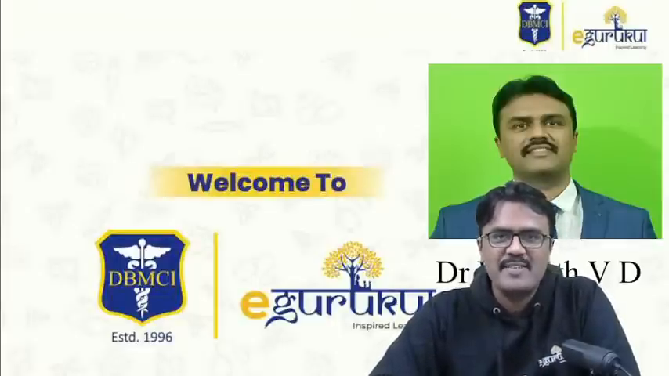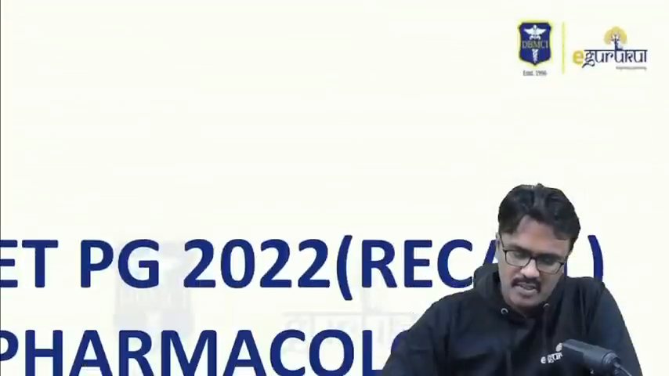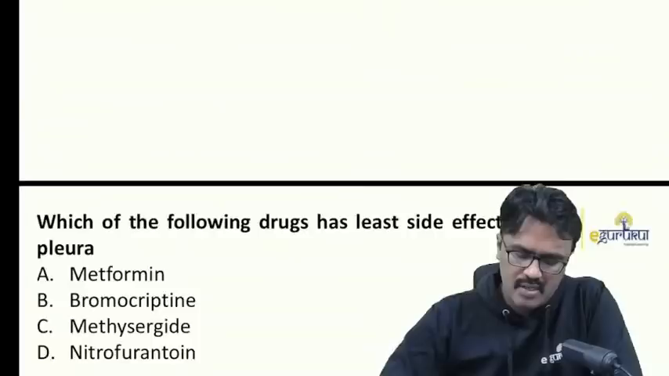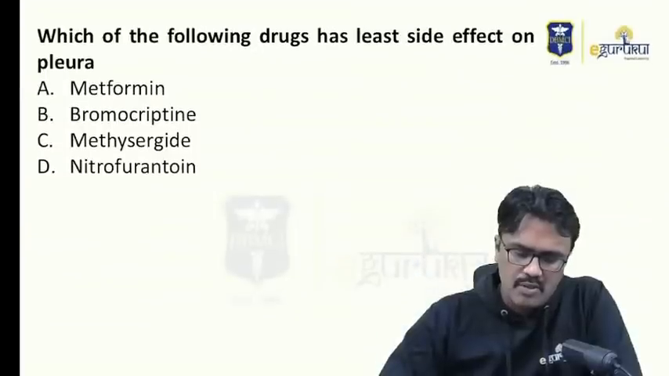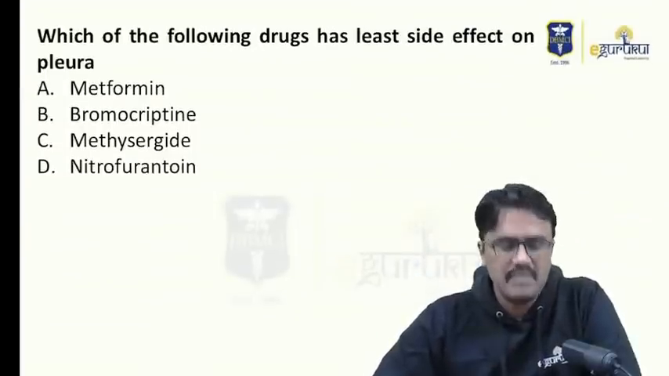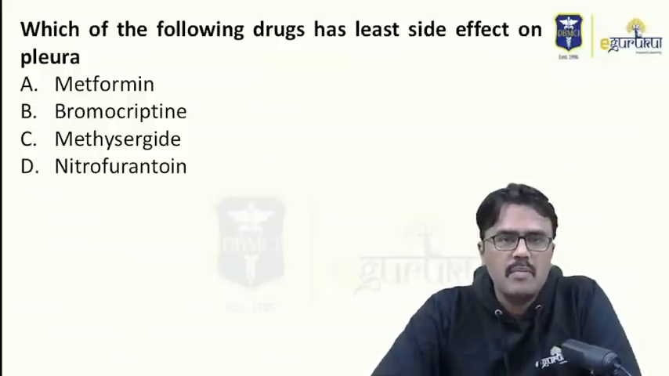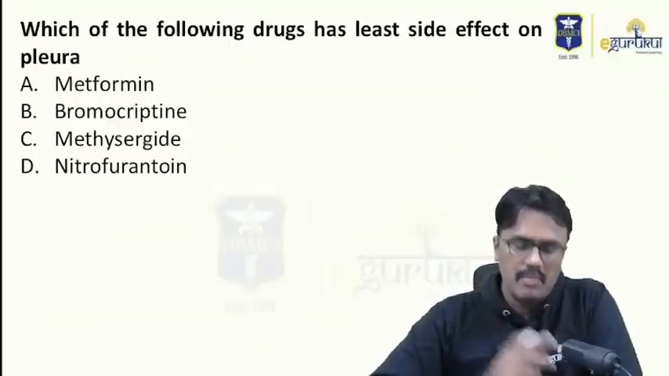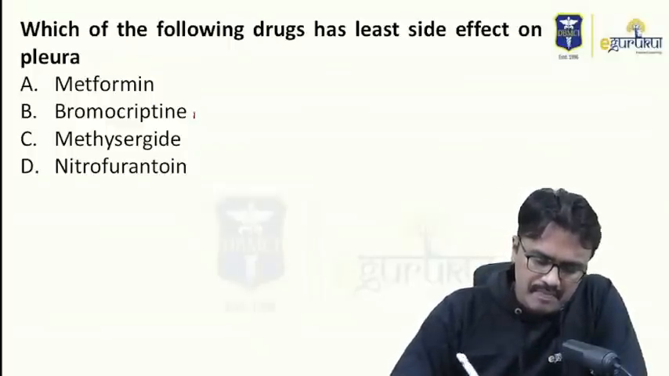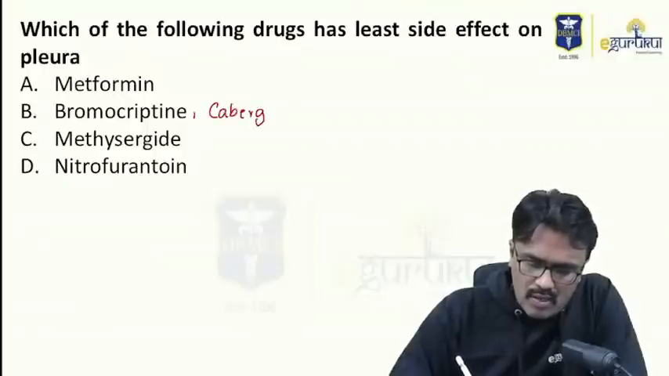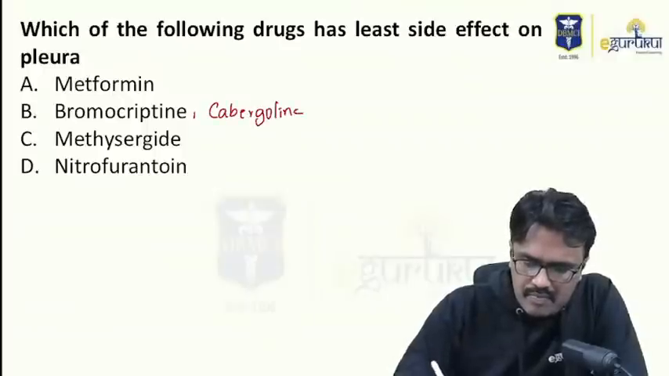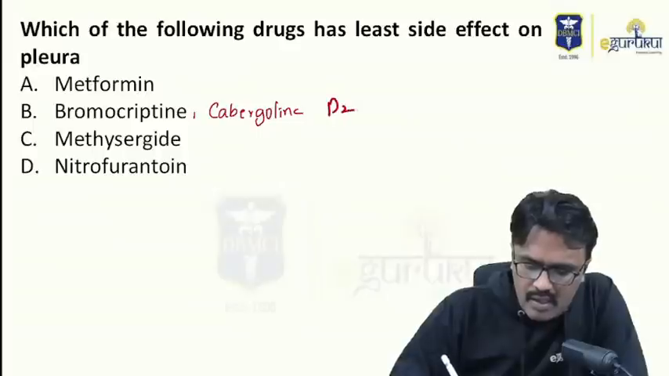So let us start. The first question I'm going to discuss is, which of the following drugs has least side effect on pleura? Metformin, bromocriptine, methotrexate, nitrofurantoin. Now remember, bromocriptine and cabergoline, these two are D2 agonists and they are derived from ergot.